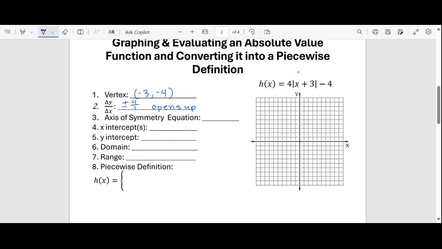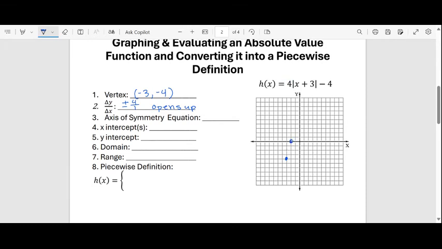Let's go ahead and graph it. We're going to start at -3. So go back 3 and down 4. That right there is our vertex, -3, -4. From that point, I'm using this slope, +4. So I'm going to go up 1, 2, 3, 4, and then I'm going to go to the right one.